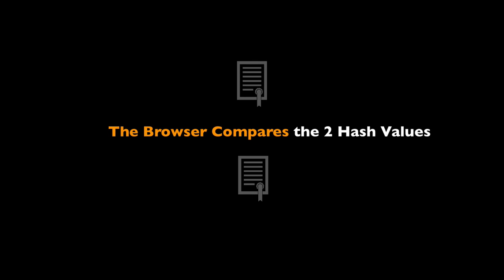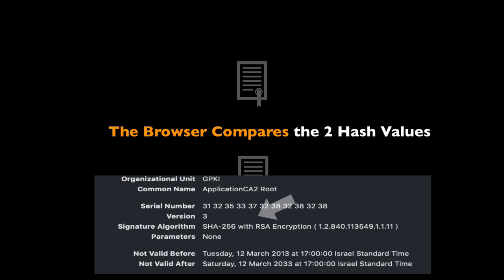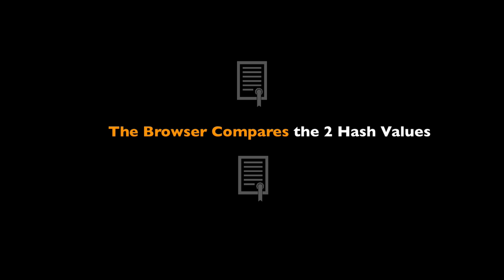It then takes the original digital certificate and hashes it using the same hash algorithm that was used by the CA. The type of the algorithm is also present on the certificate itself. We can see it right here. If both hash values are the same, then we have proof that the entity who sent the certificate is the one it claims to be. So we have used asymmetric encryption and hash functions to prove the authenticity of the entity.